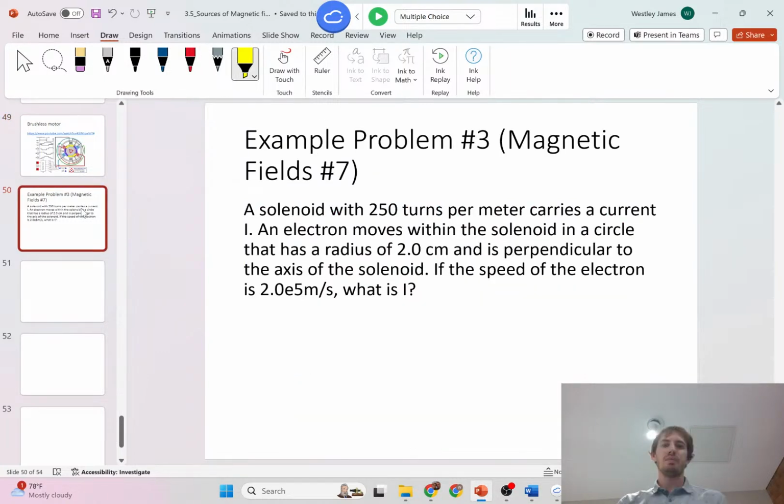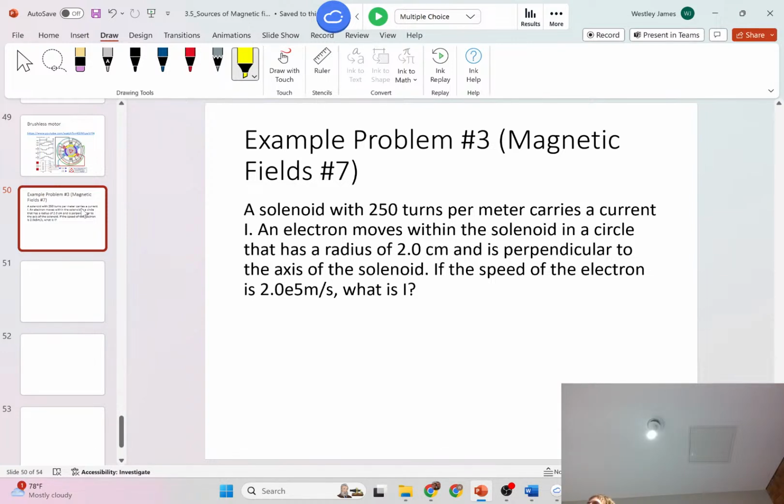All right. This one. This is fine. This is a good problem because it takes two ideas and puts them together. It looks worse than it is. A solenoid with 250 turns per meter carries a current I. An electron moves within the solenoid in a circle. That should be a trigger for you. Charge moving in a circle. In a circle that has a radius of 2 centimeters and is perpendicular to the axis of the solenoid, the speed of the electron is 2 times 10 to the 5 meters per second. What is I? Seems complex.